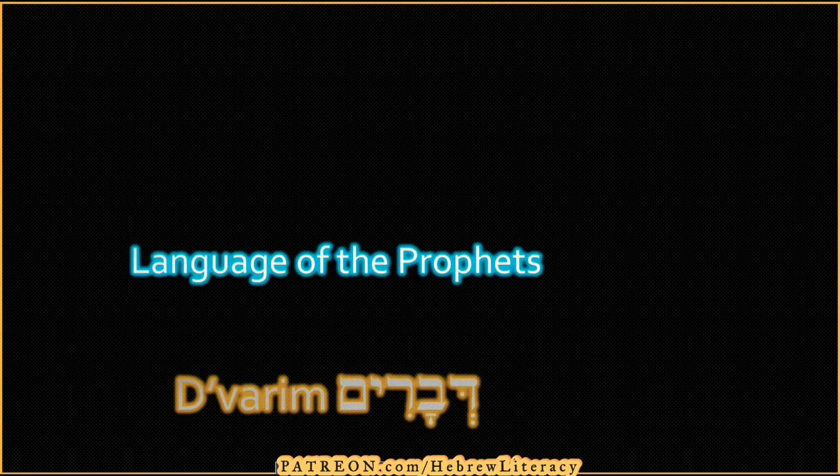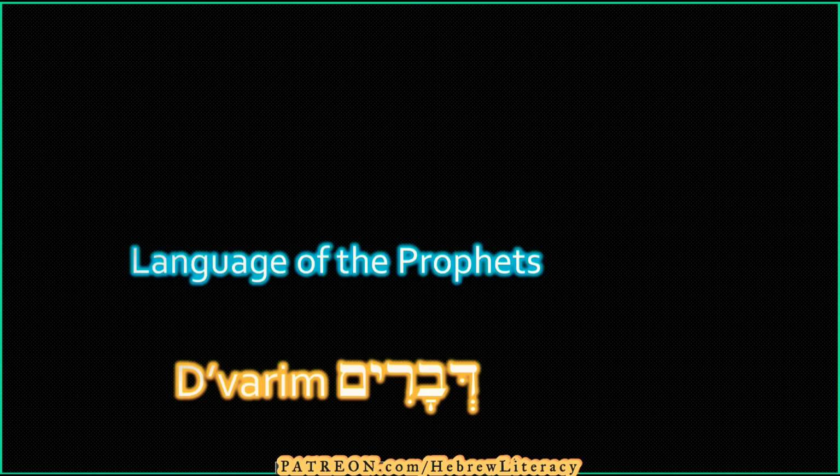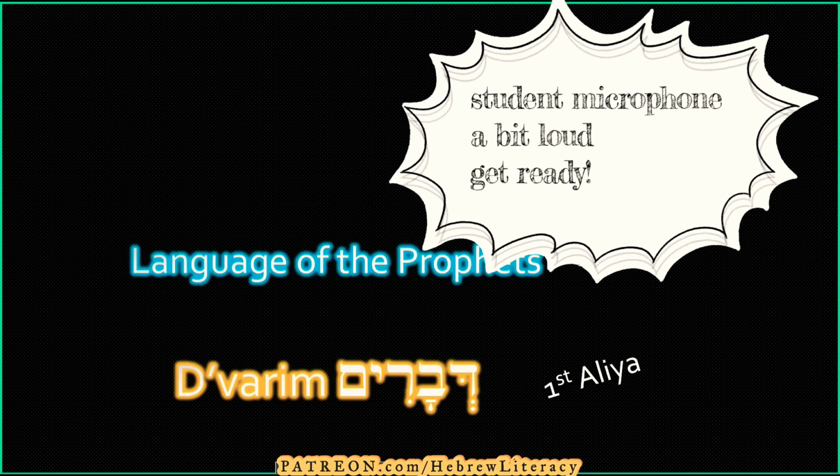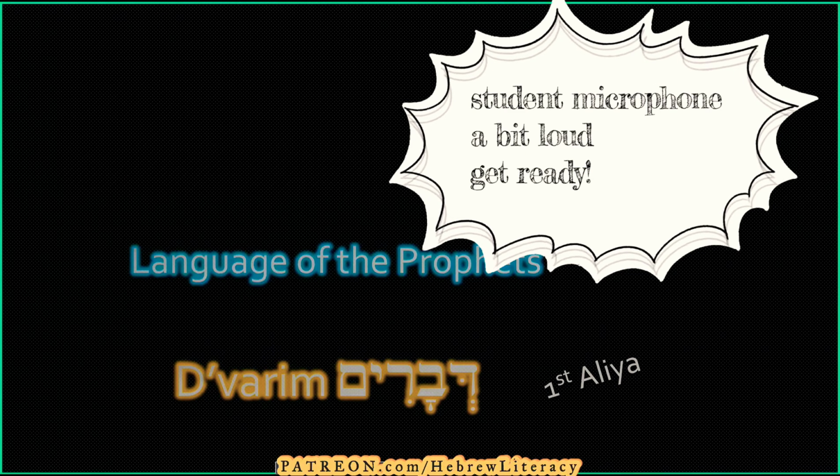We are starting a new book today. Today we are in Devarim, the book of Deuteronomy. And we will be doing our Aliya for the first Aliya today. First Aliya can be found in Deuteronomy.